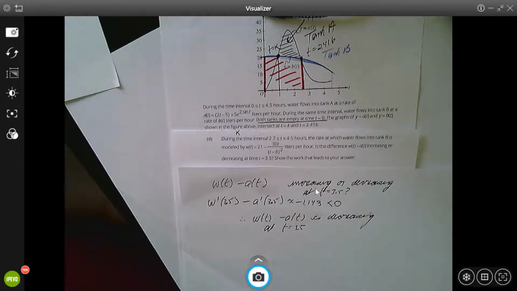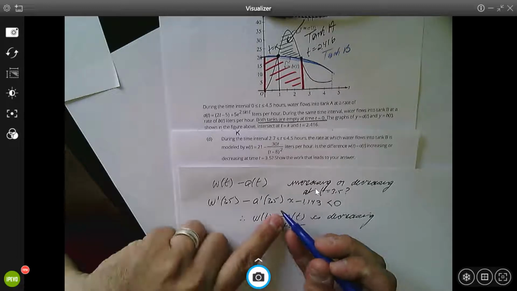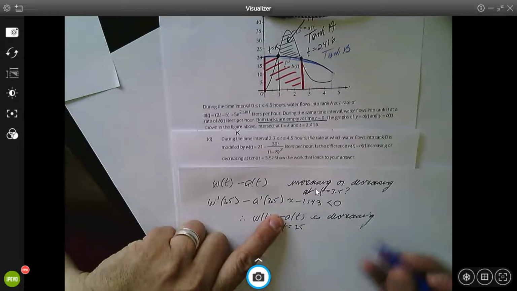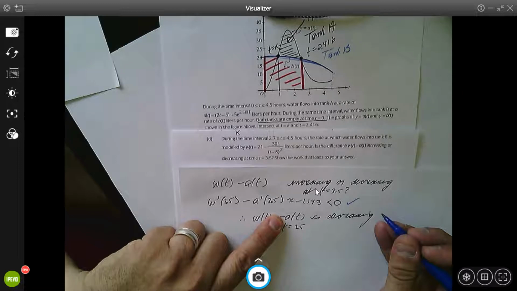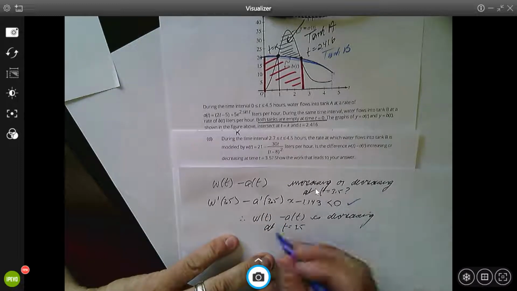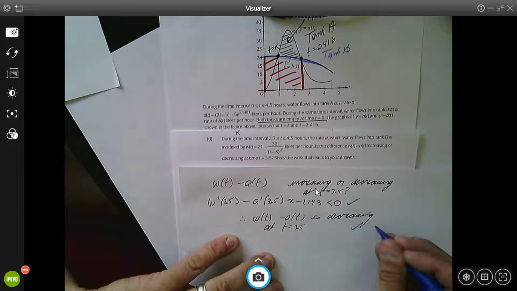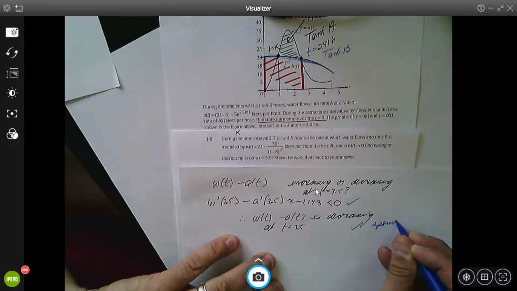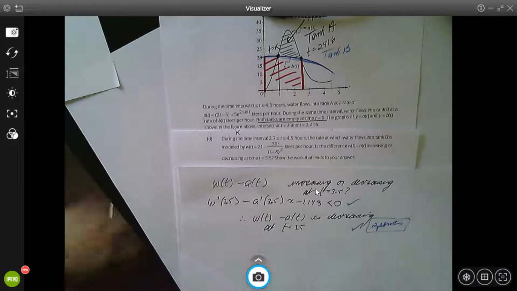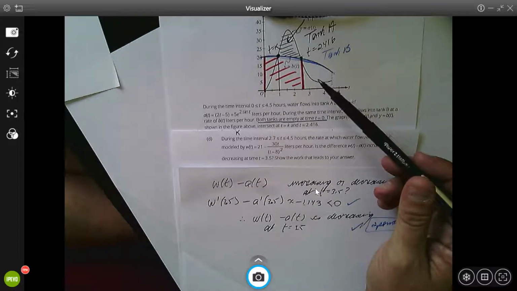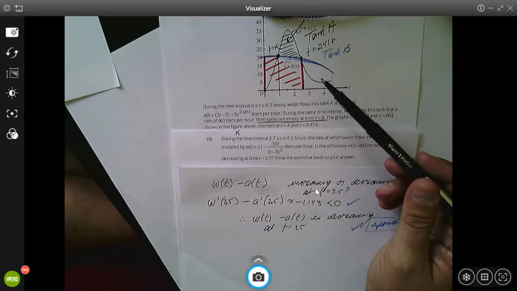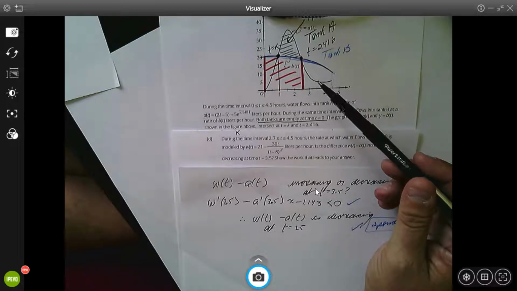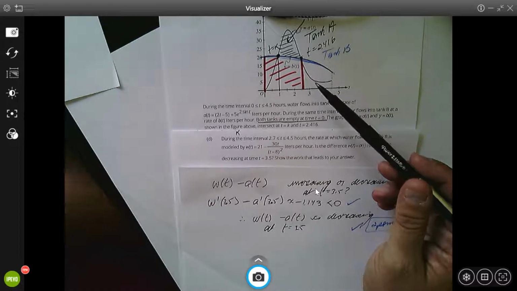Okay, so W prime of 3.5 minus A prime of 3.5 is negative. Got you the first point. The fact that the difference is decreasing, that's the right conclusion. That got you the second point. 2 points. Gotta tell you, I liked part C. Part C was a little worrisome though. And then they only gave you 2 points. What was up with that?